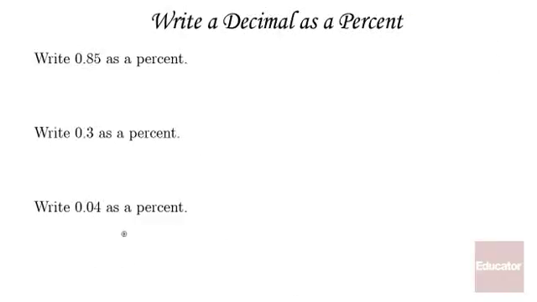Write a decimal as a percent. We already did that on the last slide when we were changing decimals into percents. So if you remember, you're going to take the decimal and move it twice. So it's 85%.